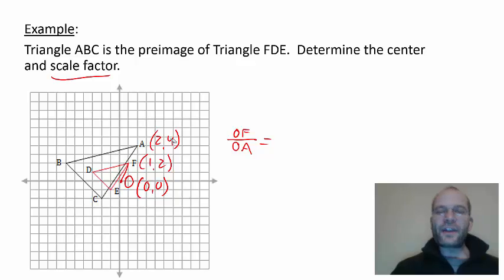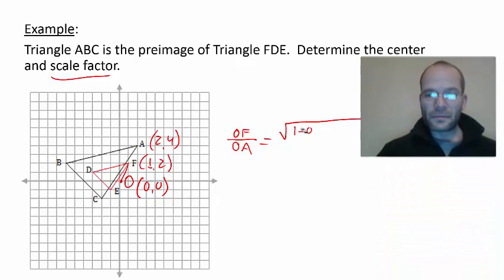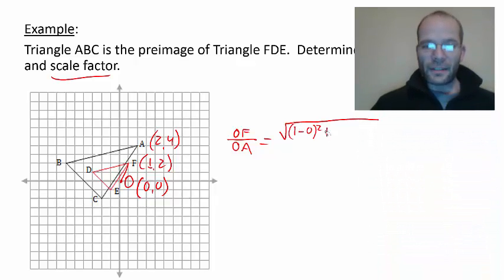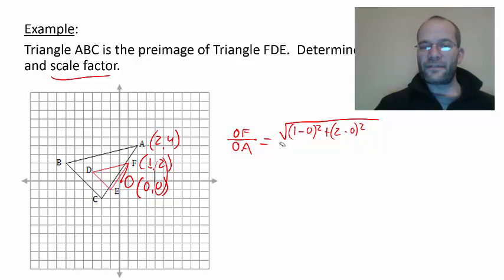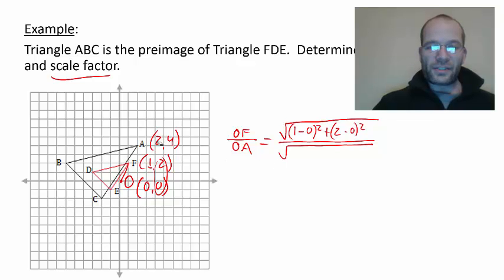And so in order to find OF, we need the distance formula. So we'll know that it's the square root of, and we'll take the x value here in F. It's 1 minus 0. We need to square that. Plus 2 minus 0. And we need to square that. That's the distance from O to F. We'll divide that by the distance from O to A, which is 2 minus 0, and then we have 4 minus 0.